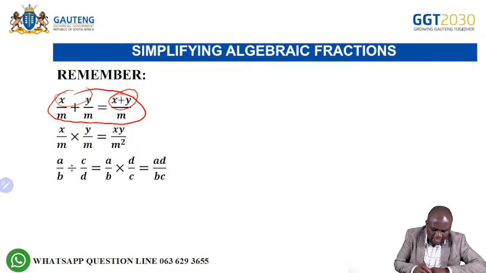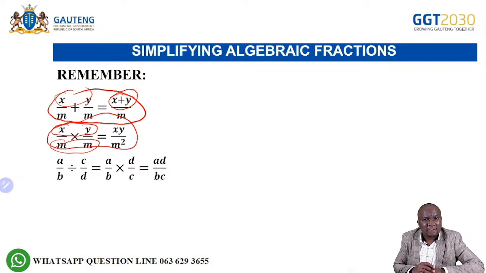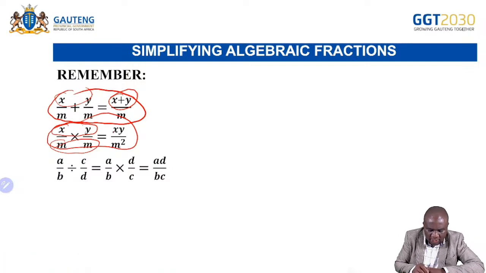Multiplying fractions is very, very easy. You just say numerator times numerator, denominator times denominator. Like here, x times y is xy, m times m is m squared. So in multiplication, we multiply the denominators. We don't use the common denominator.